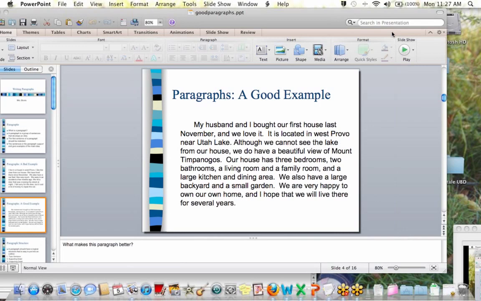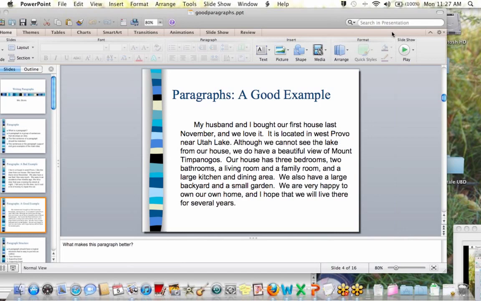My husband and I bought our first house last November, and we love it. It is located in West Provo near Utah Lake. We cannot see the lake from our house, but we do have a beautiful view of Mount Timpanogos. Our house has 3 bedrooms, 2 bathrooms, a living room, a family room, and a large kitchen and dining area. We also have a very large backyard and small garden. We are very happy to own our home, and I hope that we live there for several years.